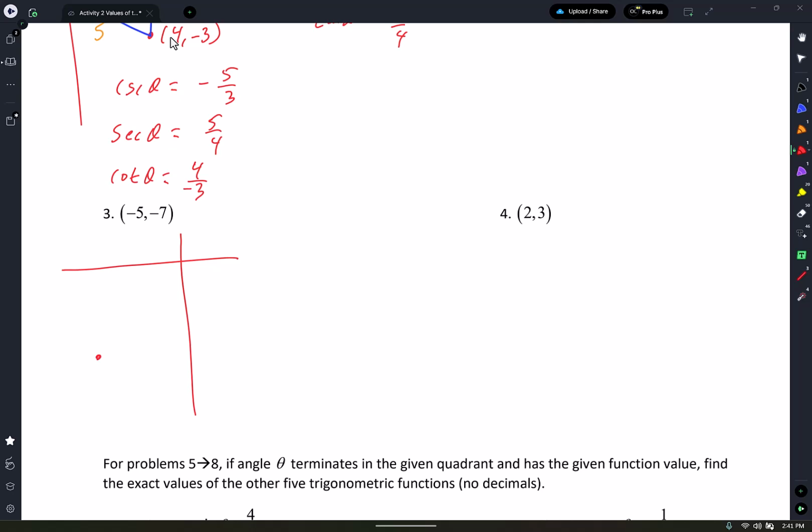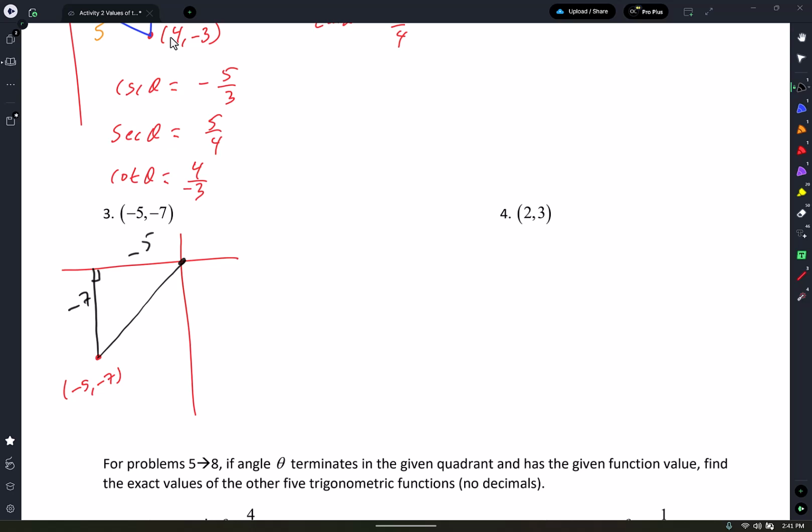Negative 5, negative 7. I'm just going to say that's negative 5, negative 7 here. It doesn't have to be perfect. Connect it with the origin. Draw a reference triangle perpendicular to the x-axis. A line perpendicular to the x-axis is that one right there. So here's negative 5. Here's negative 7.